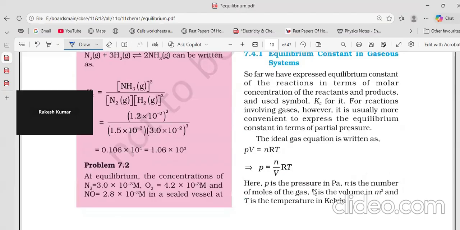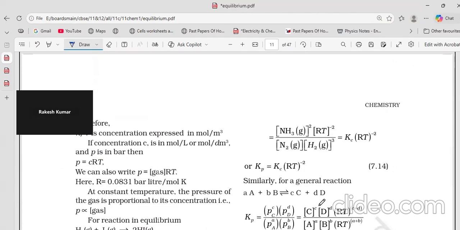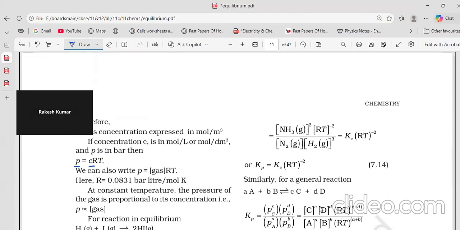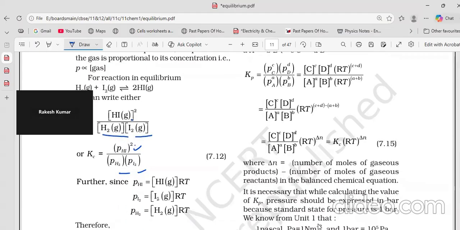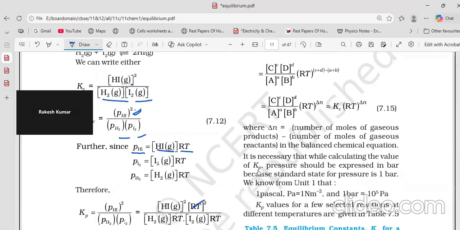For gases, the concentration is moles per unit volume. So we can write partial pressure as the concentration, moles per volume, into RT. Generally we use the partial pressure here. The partial pressure and concentration will be the same if it cancels out, like here, this is partial pressure of HI whole square, each being concentration into RT. So if you square this, RT square comes on top and below RT and RT come. So they cancel. So the partial pressure and Kc are the same.